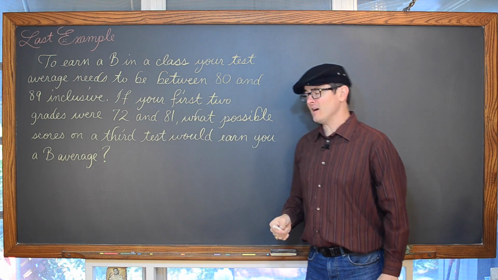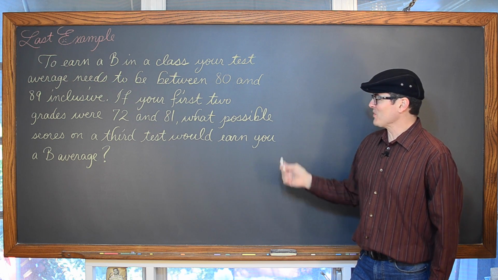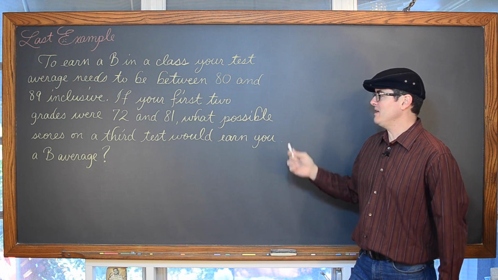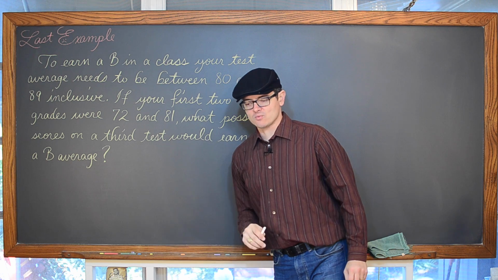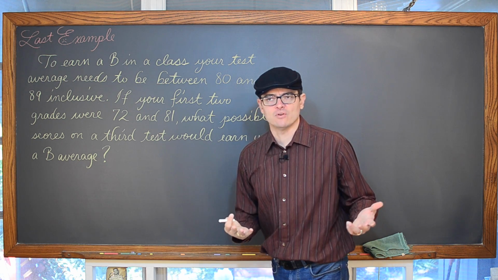If your first two test scores were 72 and 81, that's not all that great. You need to watch a little bit more Prof. Rob Bob. What possible scores on a third test would earn you a B average in that class? Well, okay, let's start off with how do you find an average?